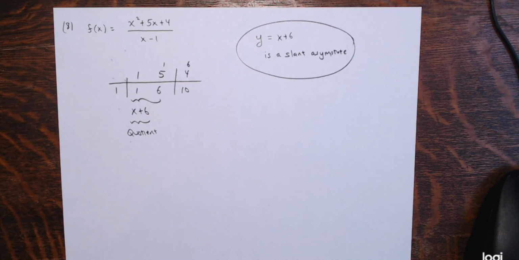Now you can do long division all the time. There are only certain scenarios where you can do synthetic division. I would just suggest doing long division every time and find the quotient, and then the graph will approach the graph of y equals the quotient on the ends.